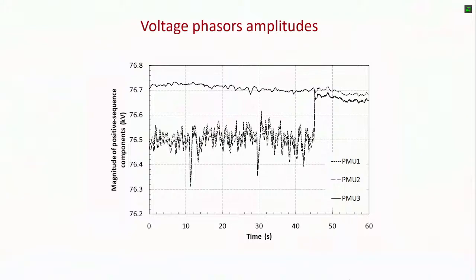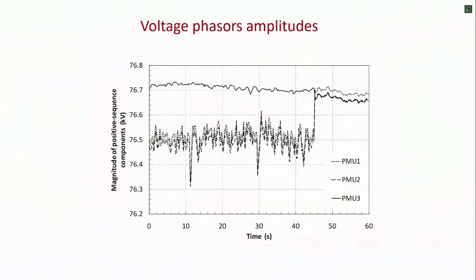And these are the voltage phasor amplitudes. So you see here that these are the magnitudes of positive sequence components for the two PMUs inside the islanded network. This is the PMU connected to the high voltage network. This is the point of reconnection. They are working together. There are also some measurement errors and so on, but it is quite accurate here. And probably we have reached the final.